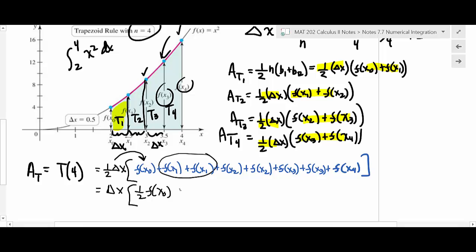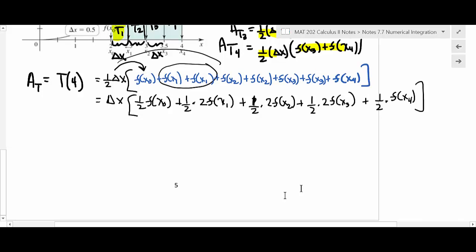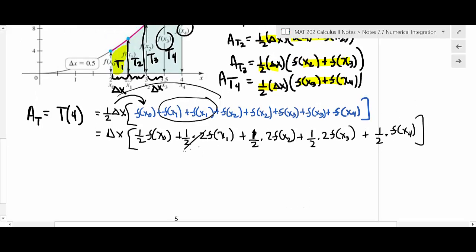So you're going to have 1/2 times 2 f of x1, because I'm distributing the half. Then I take the 1/2 through the next one, and I have 1/2 times 2 of the f of x2s. Then 1/2 times 2 of the f of x3s. And finally I've got 1/2, but only 1 of the f of x4s. So what happens to the 1/2 and the 2? They cross out. So see, this is your trapezoid formula.